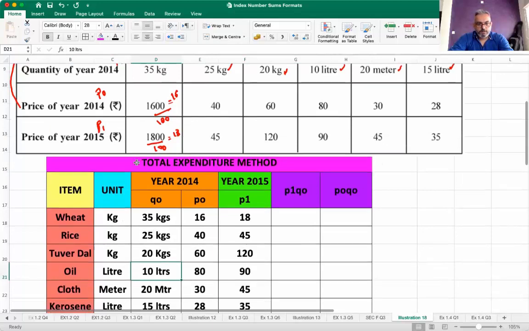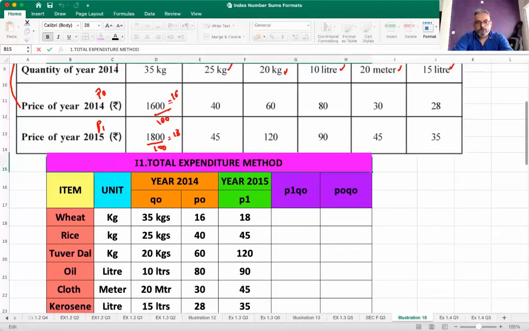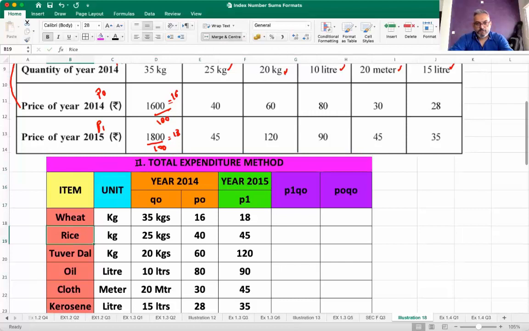So first one, total expenditure method. The formula is P1Q0 upon P0Q0. So nothing to worry directly. Let's find out P1Q0. So this into this. Take a calculator. 18 into 35, 630.